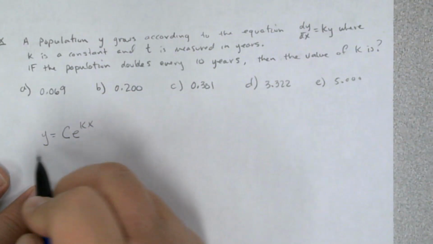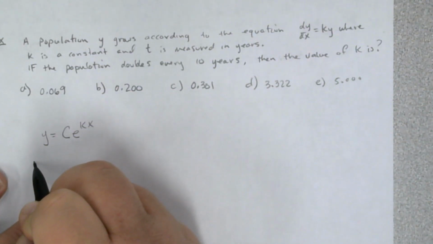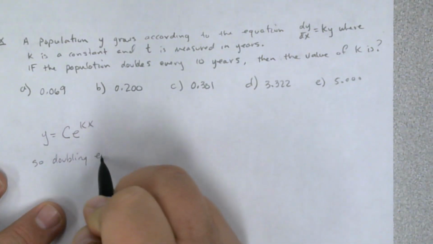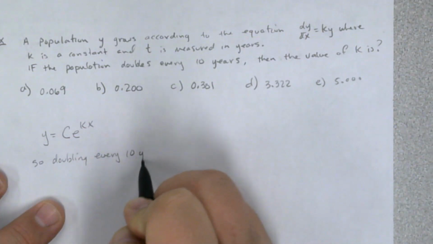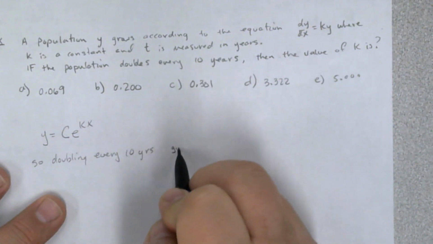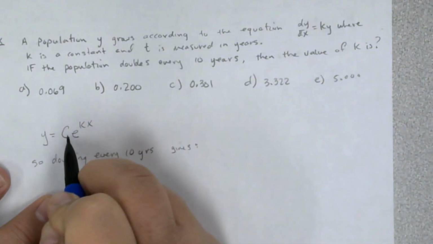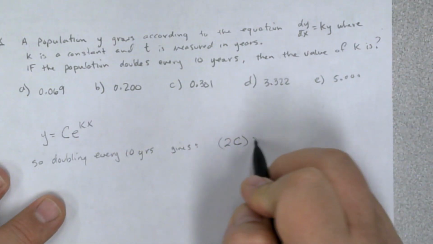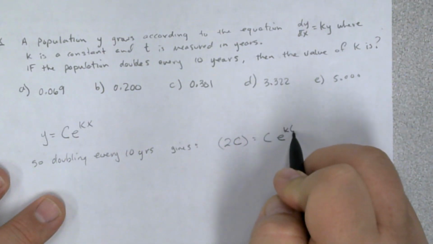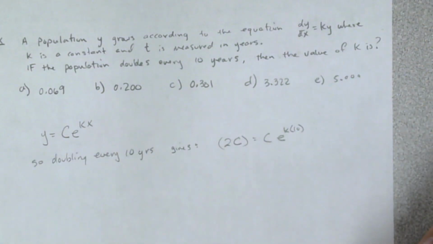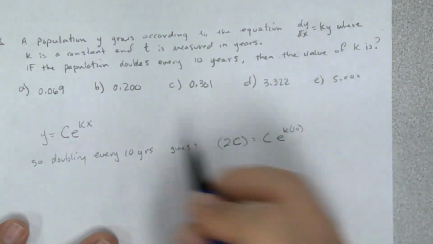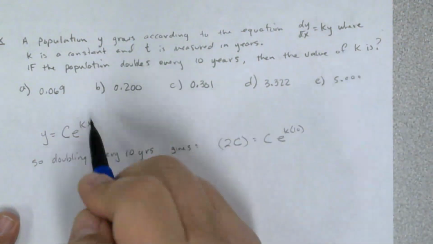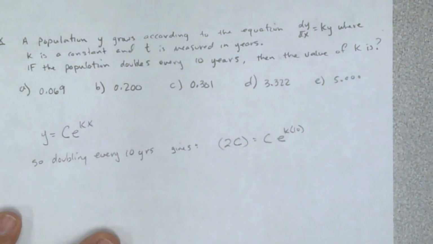So it doubles every 10 years. What does that mean? Doubling every 10 years gives what? Well, if it doubles, then this is the initial amount, and this is 2 times that amount. So I have 2 times c equals c e to the k, and that's 10 years, because we're doing t instead of x. I should have put a t up in here because t was our time frame.